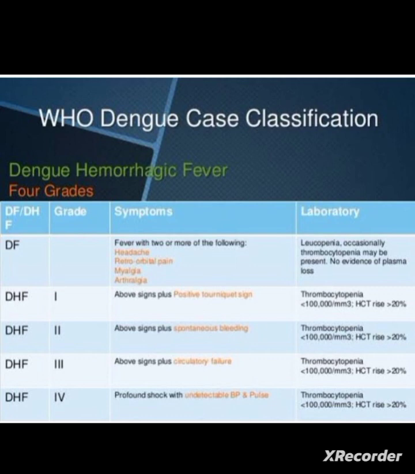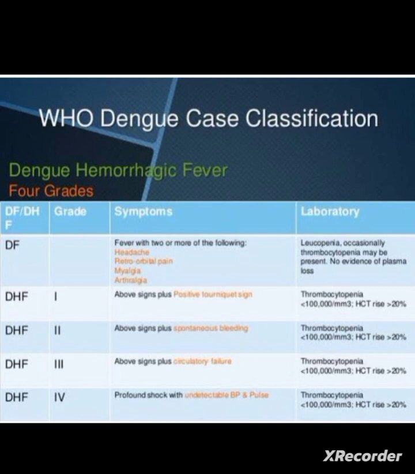Then dengue hemorrhagic fever grade 3, the person will have the above signs and symptoms plus circulatory failure. So it will be a more severe case. It will be manifested by rapid and weak pulse, narrowing pulse pressure, or hypotension. And when we are observing or touching the patient, there will be cold clammy skin, and the patient will be agitated or restless. That is grade 3, along with the circulatory failure. The thrombocytopenia continues here.